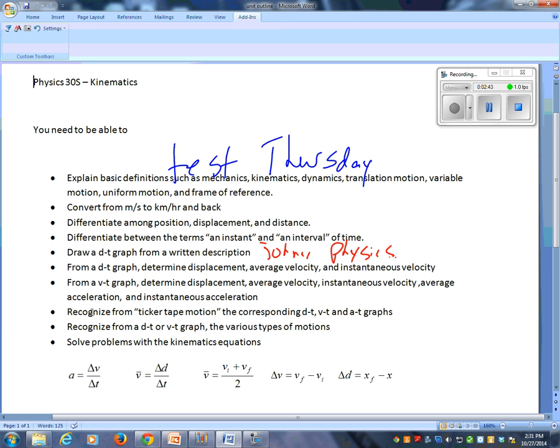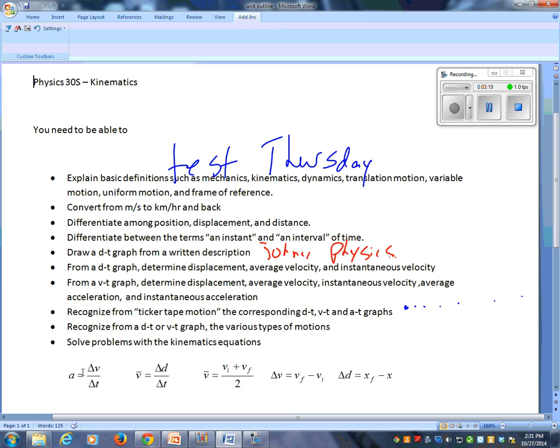You need to recognize from ticker tape motion the corresponding DT, VT, and AT graphs. Remember the ticker tape stuff? Where you had the little dots that got farther and farther apart? You had to draw graphs for them, right? You should be able to recognize from a DT or VT graph the various types of motion. In other words, given the dots, give me the graph. Given the graph, give me the dots, or at least the description of them. Is it positive velocity, positive acceleration? Is it positive velocity, negative acceleration? That kind of thing.